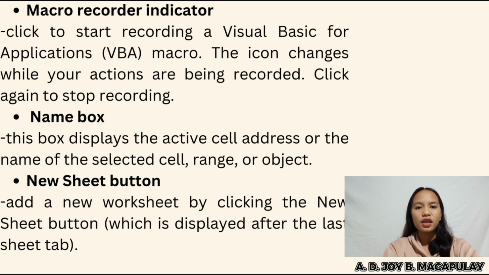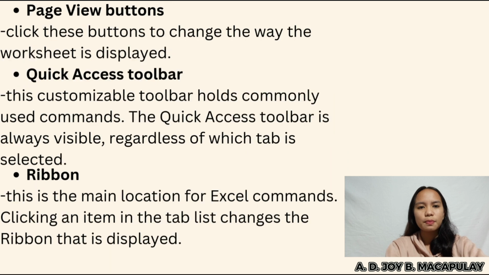The ninth one is the New Sheet button. By clicking the New Sheet button, it will add a new worksheet. Next is the Page View buttons. Click these buttons to change the way the worksheet is being displayed. Next, the Quick Access toolbar is always visible regardless of which tab is selected. This holds commonly used commands.